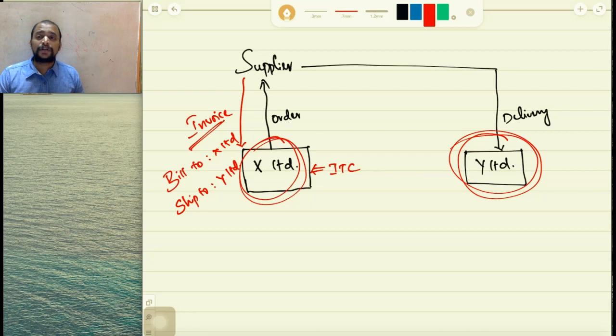Now, is this applicable only in case of goods? No, it is applicable even in case of services also. Now, let's take the same situation. X Limited requested the supplier to render the services, some consulting services, to their subsidiary company Y Limited. Accordingly, this supplier has rendered the services to Y Limited and supplier can raise the invoice to X Limited. Same bill to ship to invoice can be raised to X Limited as billing address and Y Limited as shipping address. And can X Limited take the ITC with respect to the services? Yes, X Limited can take ITC with respect to the services.